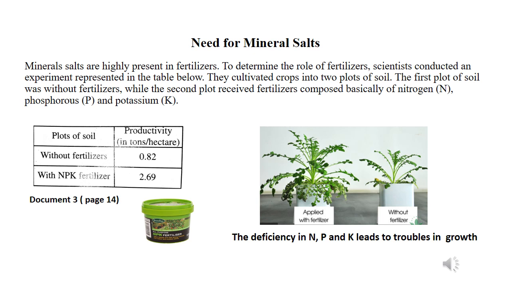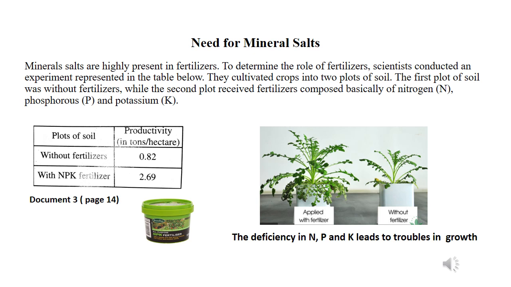They cultivated crops in two plots of soil. The first plot of soil was without fertilizers, while the second plot received fertilizers composed basically of nitrogen N, phosphorus P, and potassium K. Let's compare. The productivity of crops in soil without fertilizers is 0.82 ton per hectare, much smaller than that with NPK fertilizer, 2.69 ton per hectare. I conclude that the mineral salts in fertilizers lead to the best productivity.